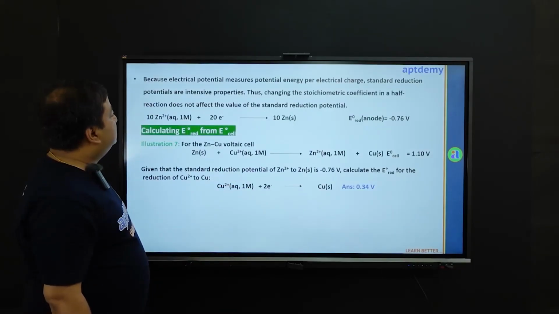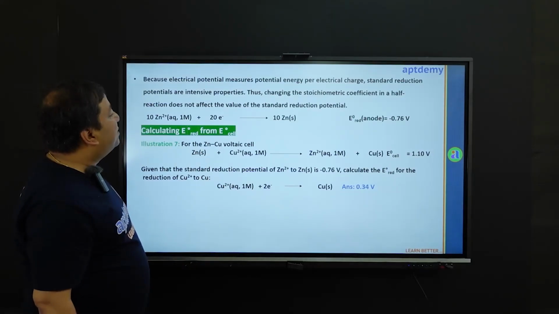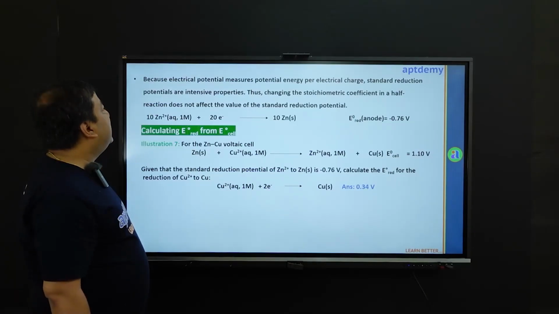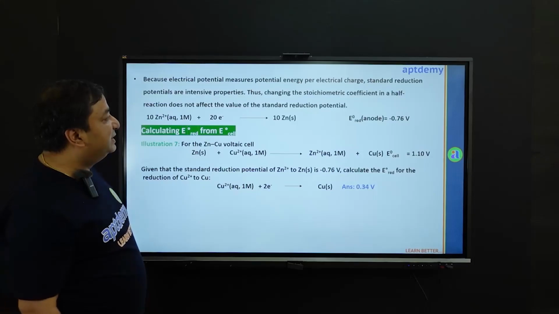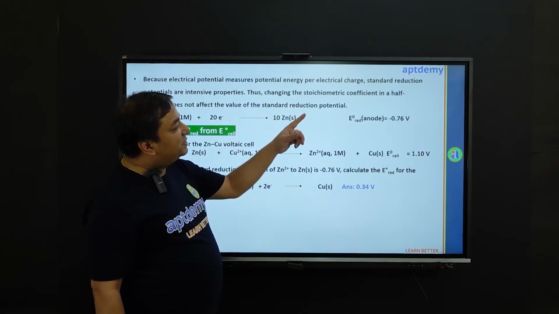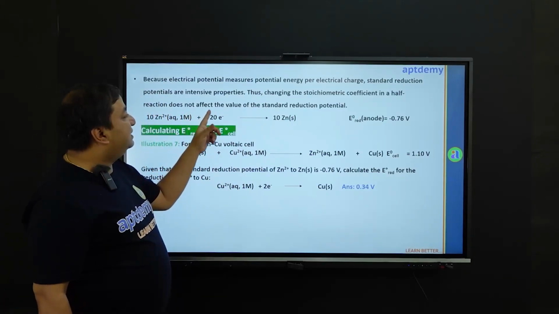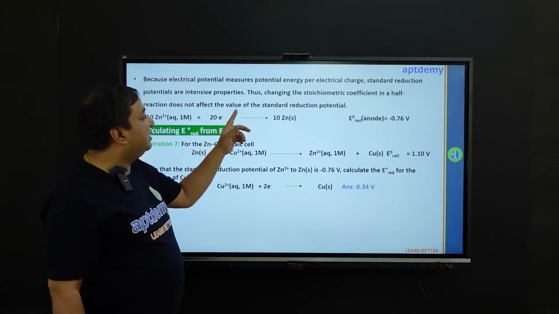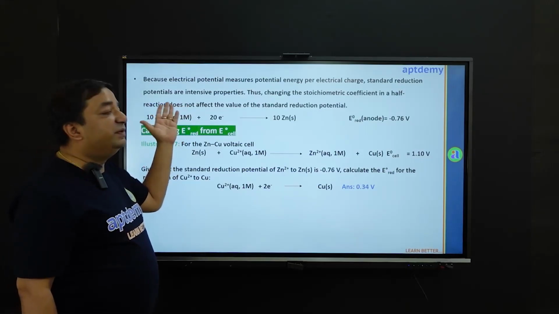Now, here is an interesting thing. Because electrical potential measures potential energy per electrical charge, standard reduction potentials are intensive properties. So the question is, does changing the stoichiometric coefficient in a half reaction affect the value of the standard reduction potential? The answer is given: it will not.